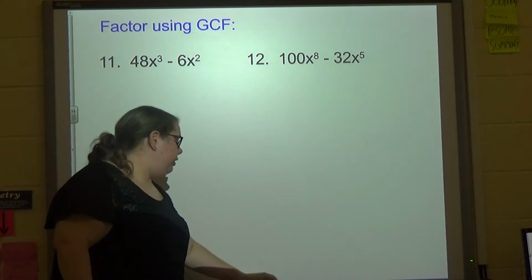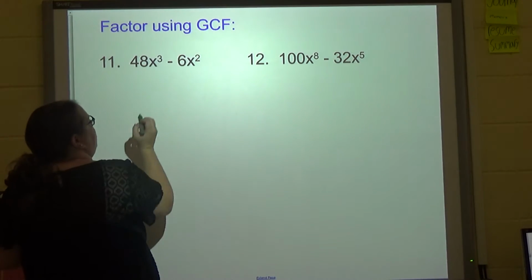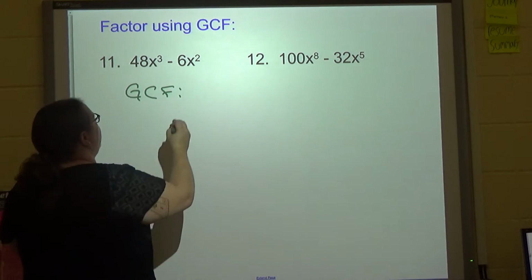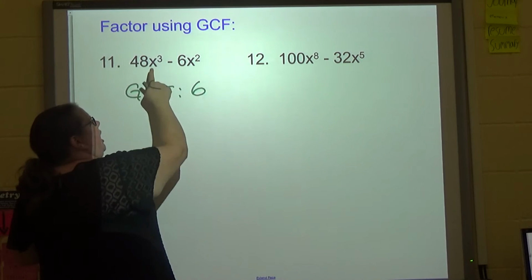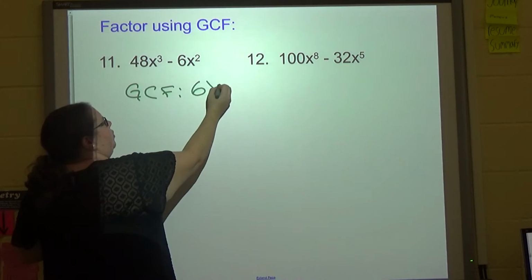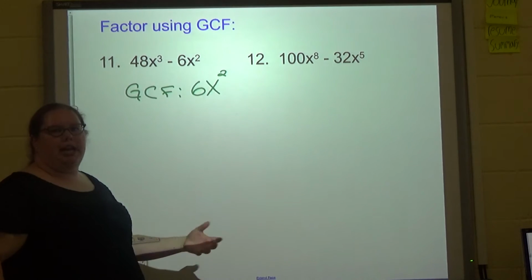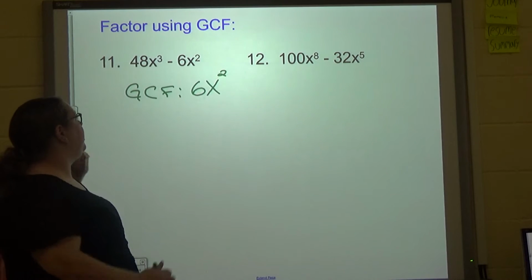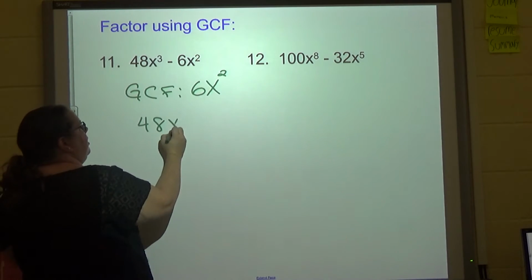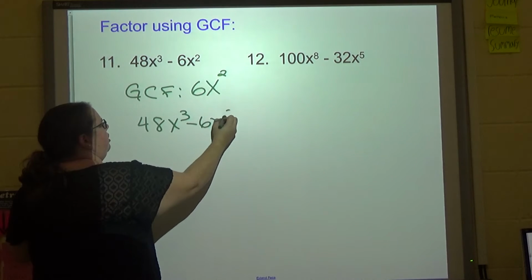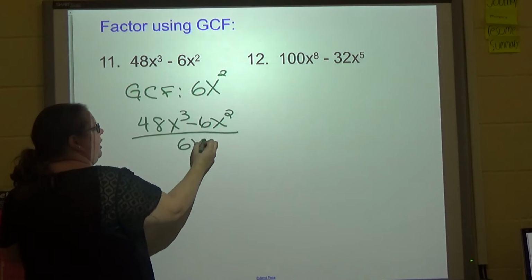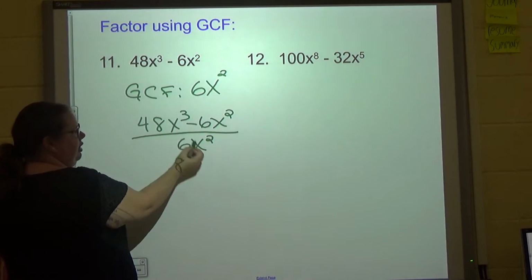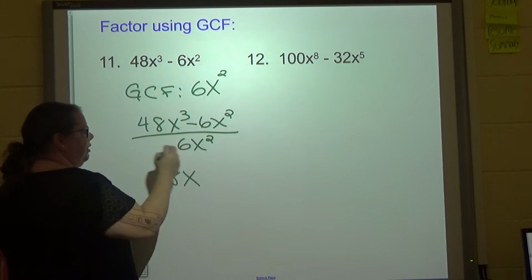So our step 1, find our GCF. So my GCF here, I've got 48 and 6 is 6. And then who's smaller? X squared is smaller. Now we're doing the reverse distributive property. We want to write it as a product, so we need to divide. 48x cubed minus 6x squared over 6x squared. 48 divided by 6 is 8. Here, 3 minus 2 is 1, so x to the first.